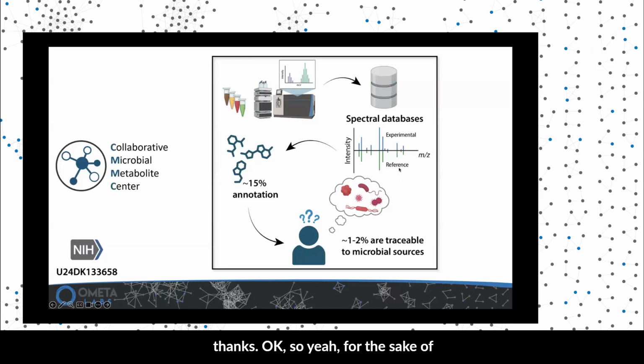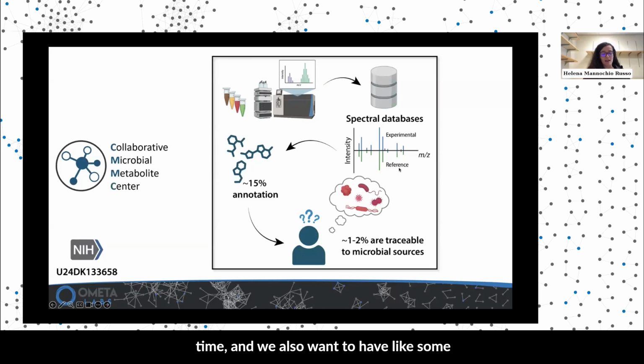Okay, yeah, thanks. So for the sake of time, and we also want to have some minutes for questions and discussions later on, I'm going to just give a brief overview of what the CMMC is and what our motivation for creating it is and how you can use that in your research. So as Sydney mentioned, when we have an untargeted metabolomics experiment, we can do spectral library searches against spectral databases such as the ones that are available in GNPS or in Ometa. And then we are going to have about 10 to 20% of metabolite annotation when we use these spectral libraries.